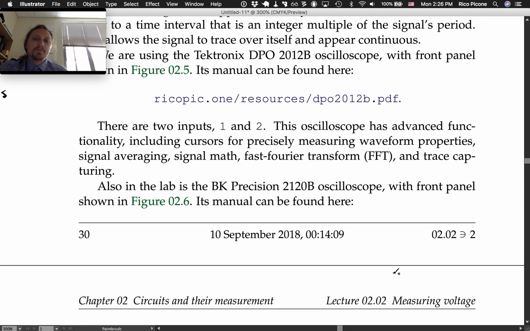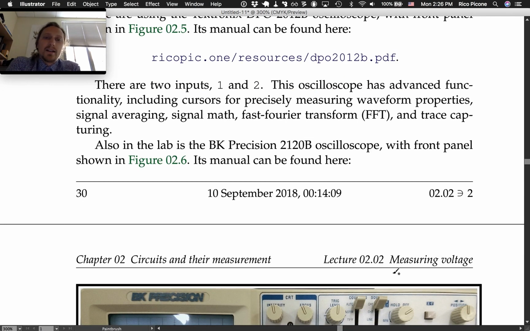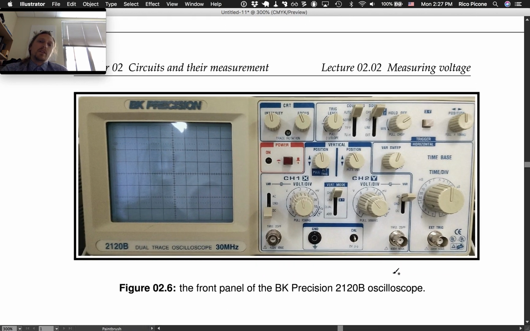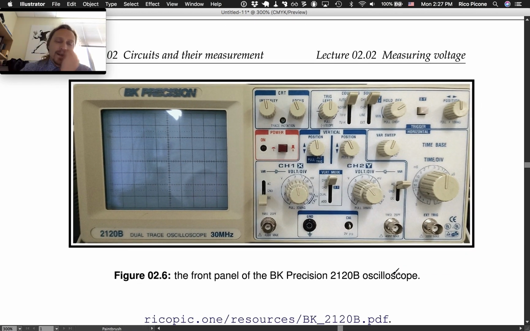They're better. Also in the lab is the older BK Precision oscilloscope with the front panel shown here, and also a link to the manual. This one's just got some older school ways of doing things. You're going to see a green dot that moves around on the screen. The channel 1 and channel 2 are there and there. It's sort of the same setup, but not quite as flashy. It doesn't have some of the advanced functionality that the new one has either.